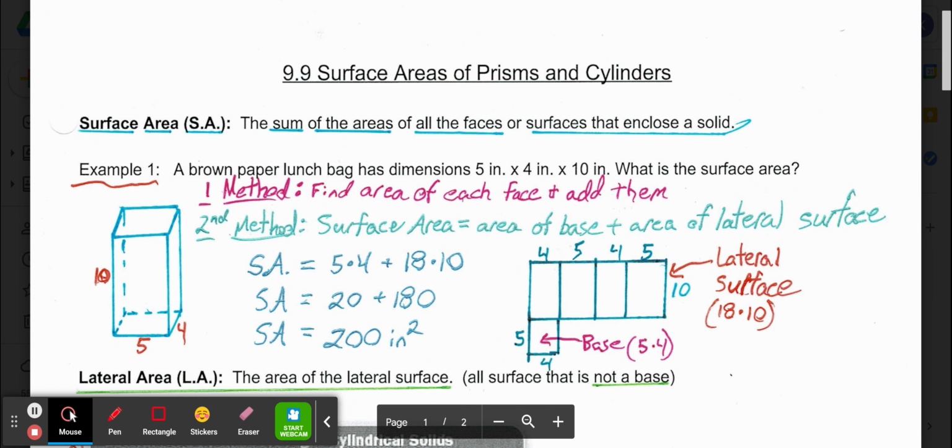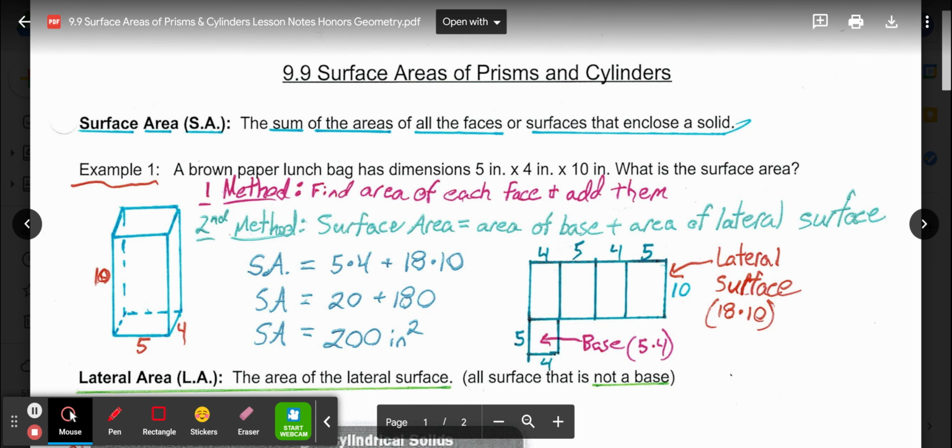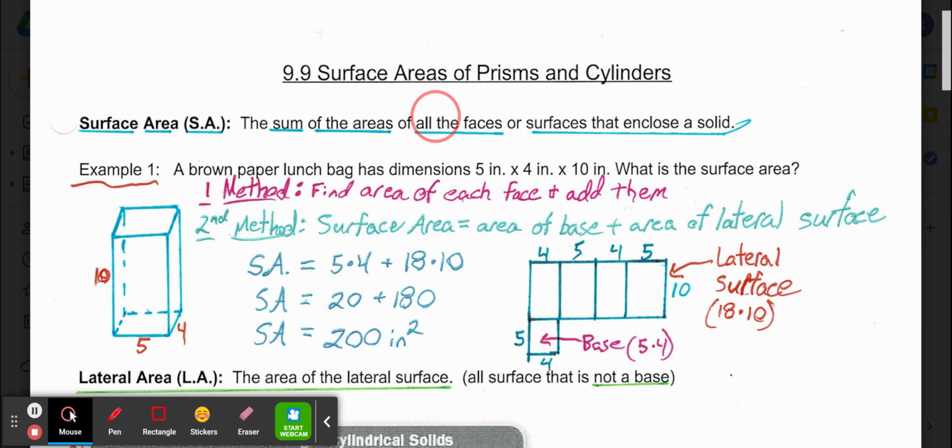So first off, let's look at just this idea of a surface area. We know area of two-dimensional figures is the space that they occupy, the two-dimensional space they take up. Well, the surface area of three-dimensional figures we can think of as the sum of all the areas of the different faces or surfaces that are enclosing that three-dimensional solid.